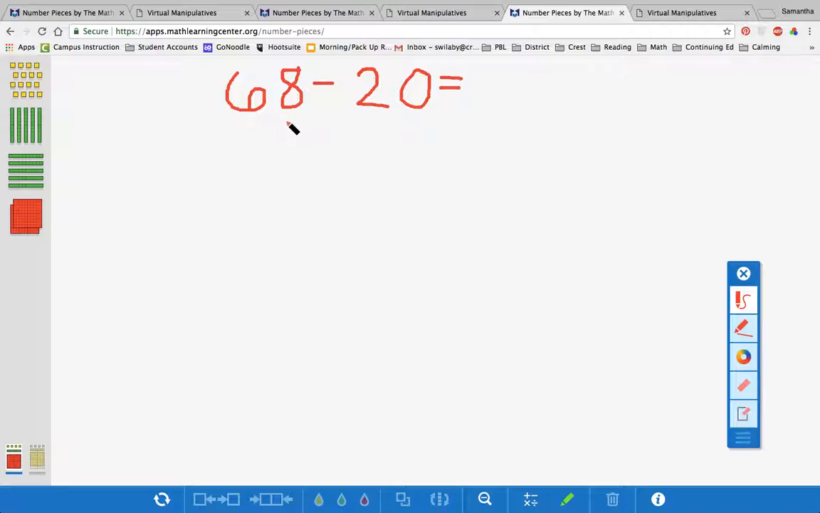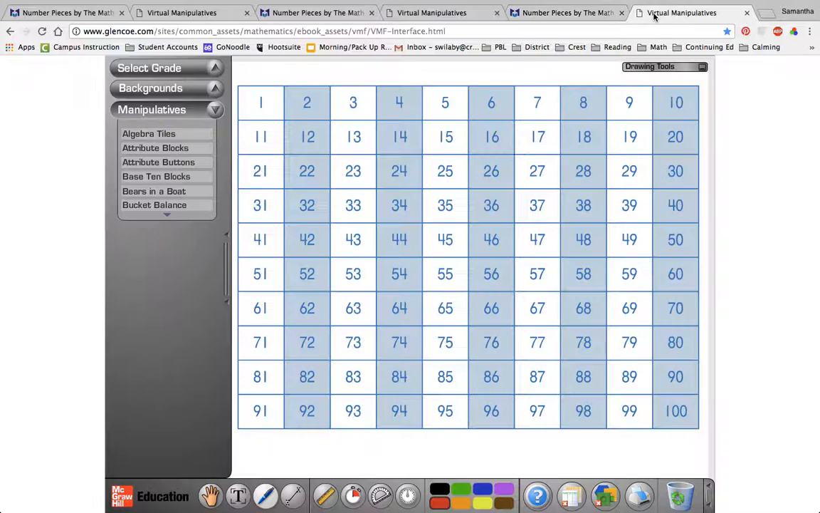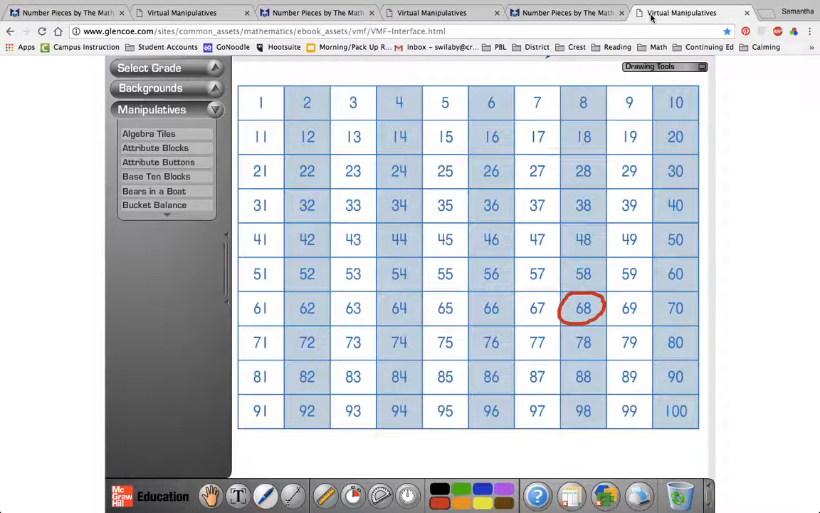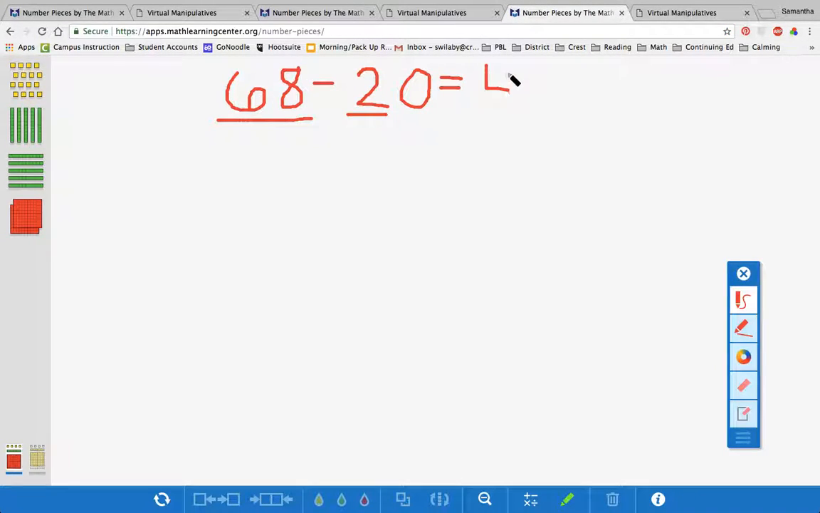So this one we have 68 minus 20. I'm always going to start at that first number, the larger number or the whole. So I'm going to find 68 on the hundreds chart. 68 is right here, so I'm going to circle it. This time I'm subtracting 20, so I will be moving up 2 because I have 2 10s. 1, 2, or 10, 20. This time I landed on 48, so I know the difference is 48.